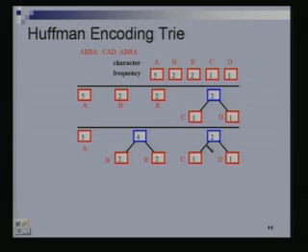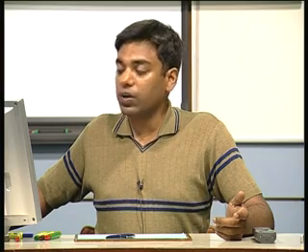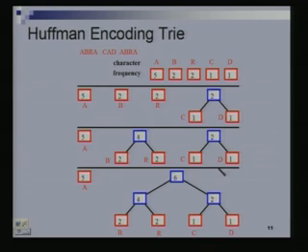Now, which will we combine? 2 and 4 clearly, right? Because they are the two smallest ones. So, we combine them into 1, we get a 6, and then finally, we have only 2 nodes left, 5 and 6. So, they will get combined.